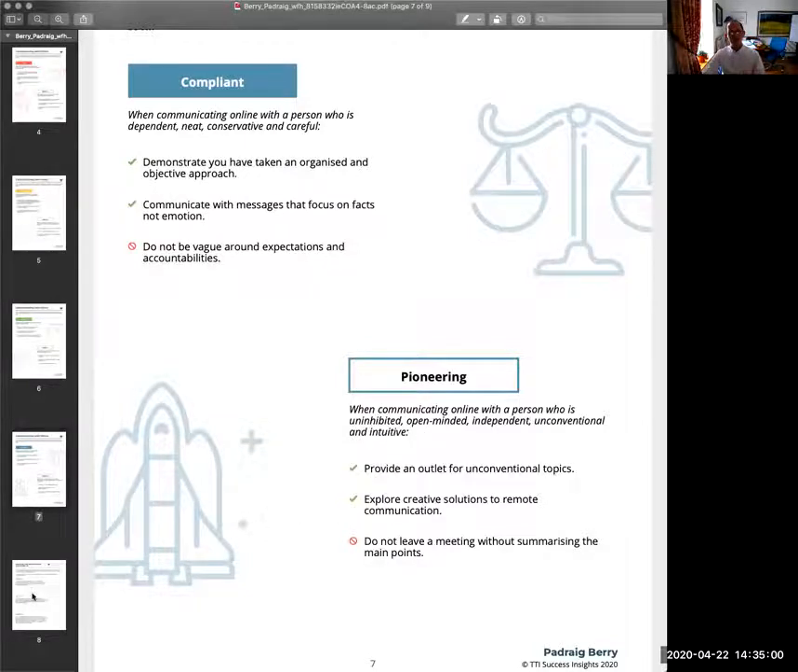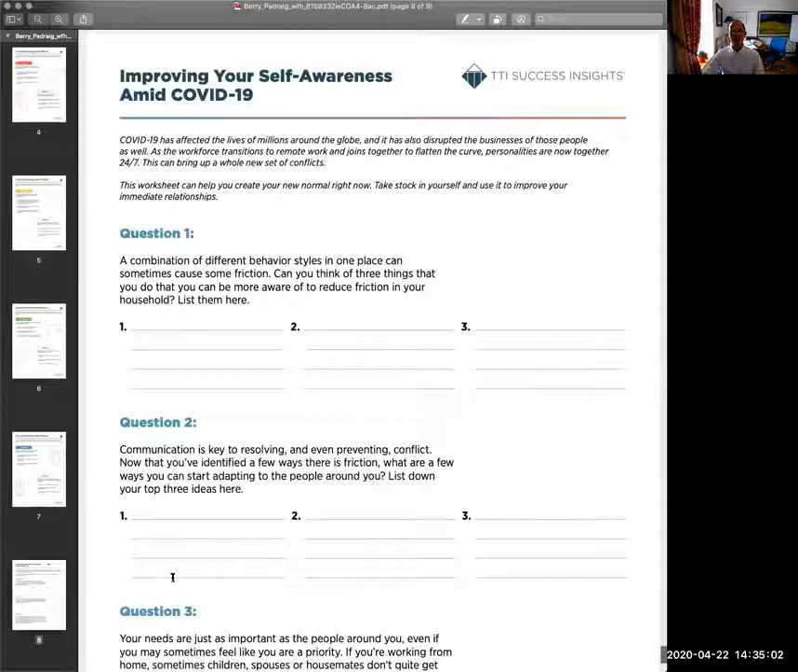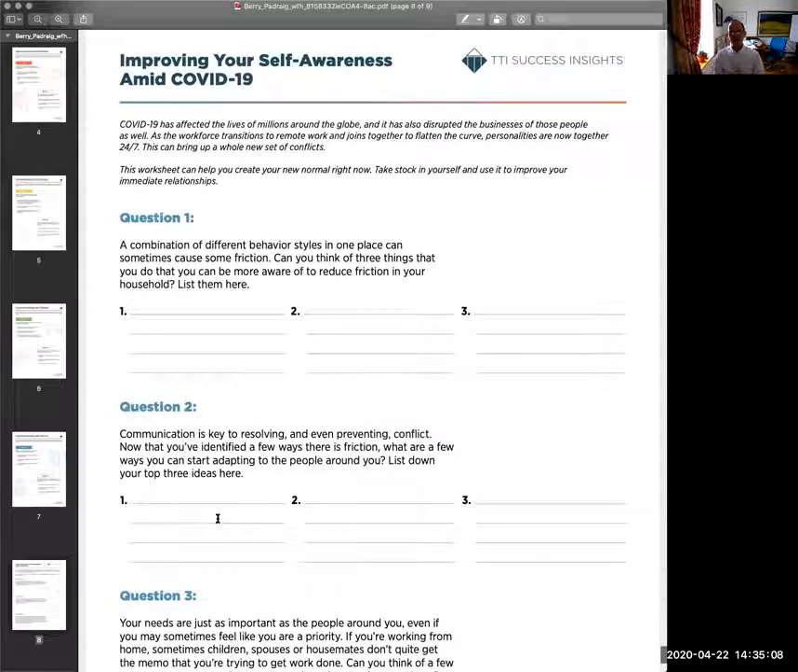And then attached to that, we have 2 simple worksheets: improve your self-awareness. So a series of questions. A combination of different behavioral styles in one place can sometimes cause friction. Can you think of 3 things that you could do to be more aware of to reduce friction in your household? List them here. So typically, if you're in a household and there's, I don't know, a high D in the household, we'd be banging off each other. So how can we manage that?